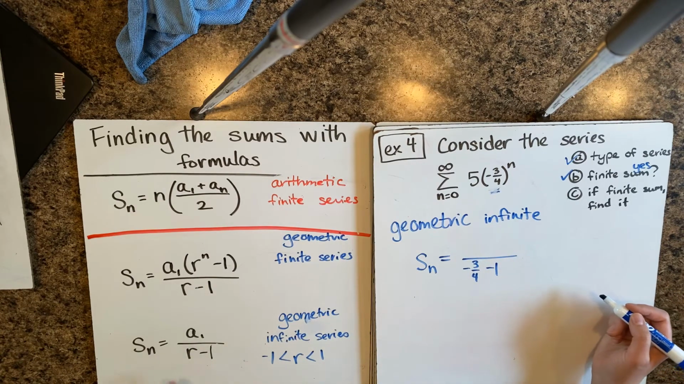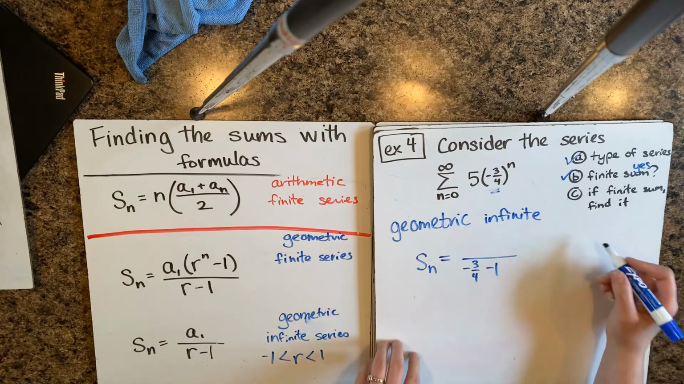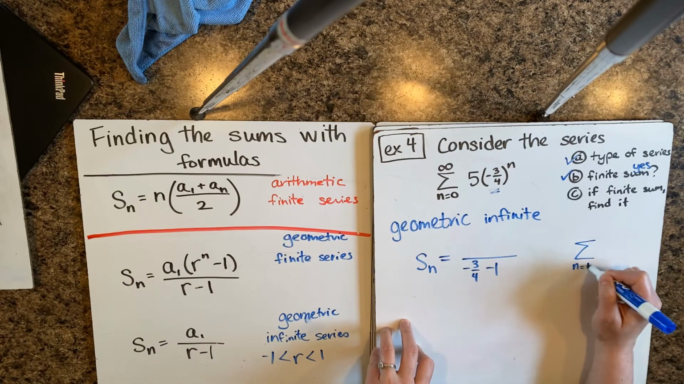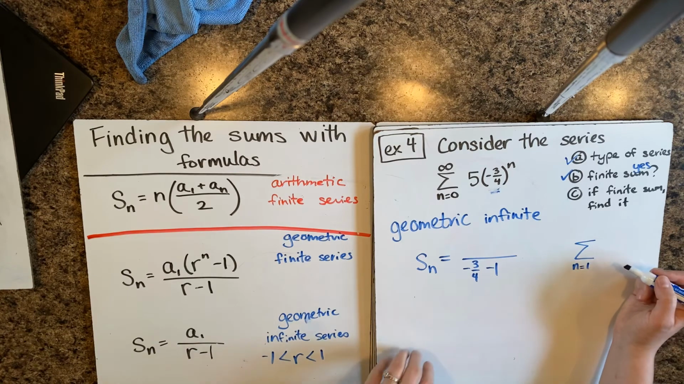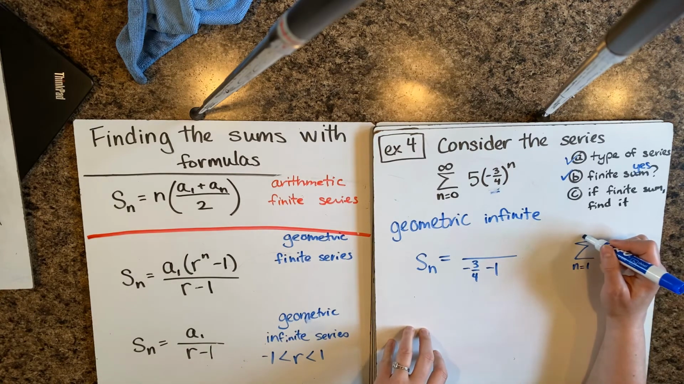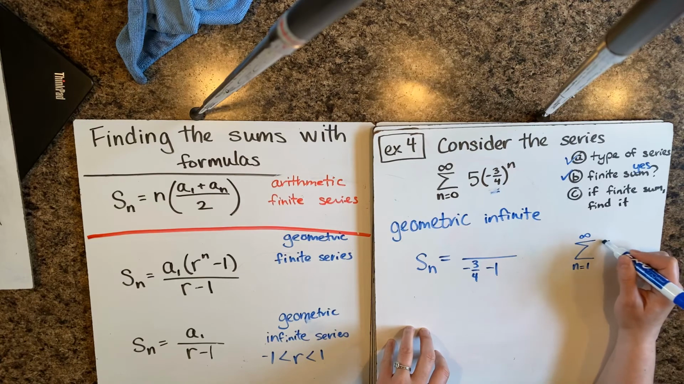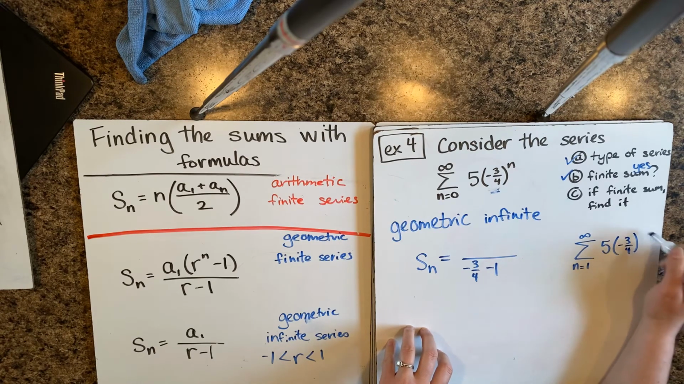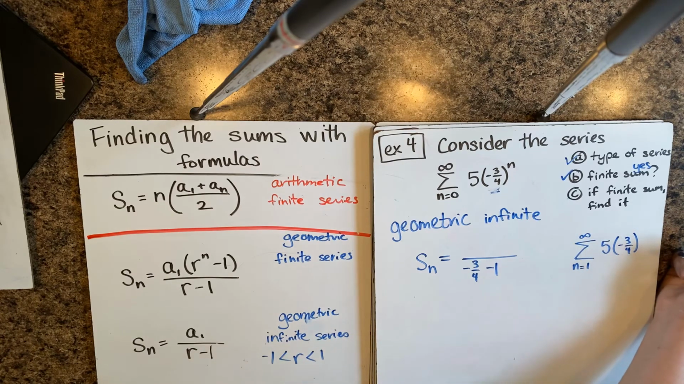Well, that's n equals 0, so I probably should do this. I'm going to adjust n equals 1 and put infinity here, -3/4. Let me look at my notes.